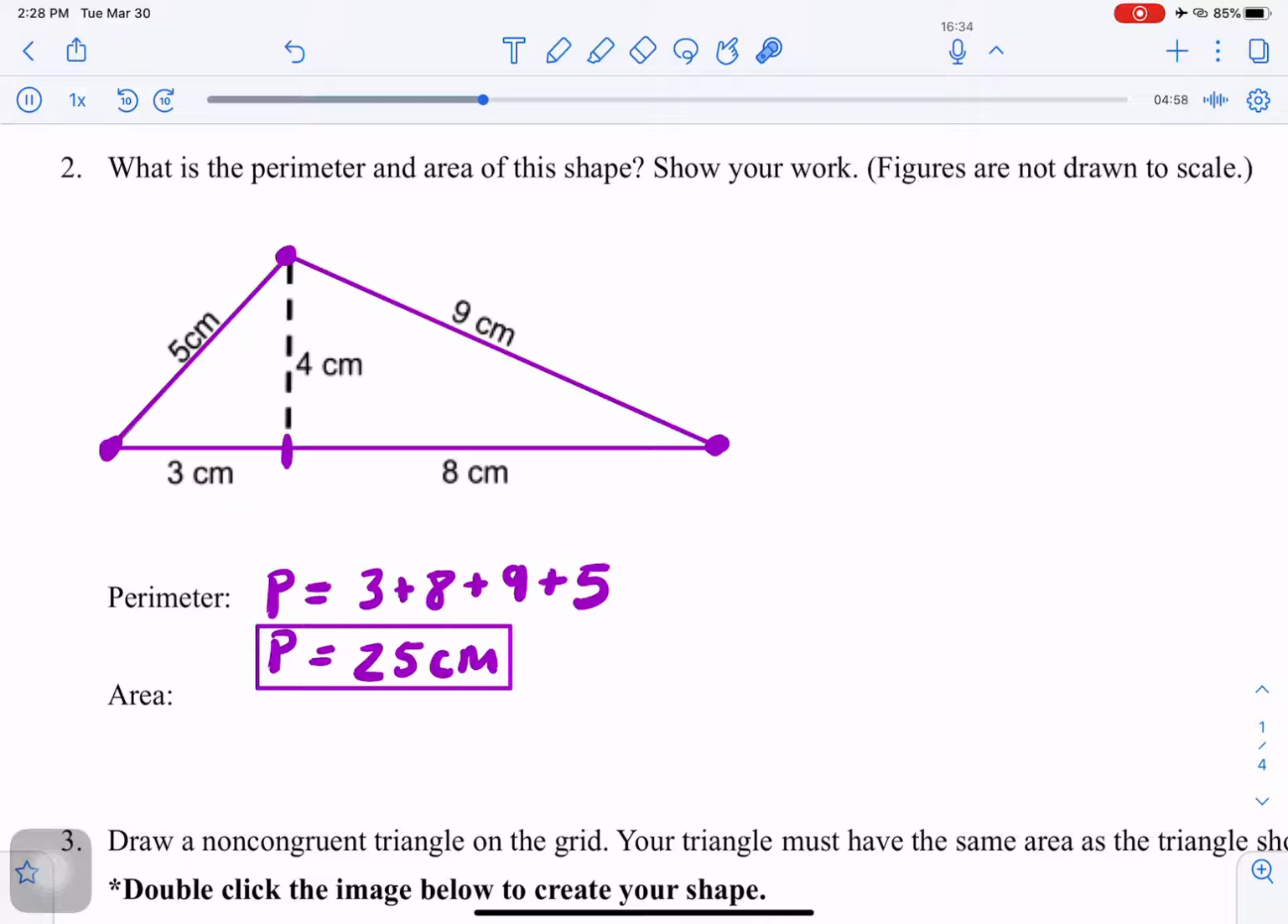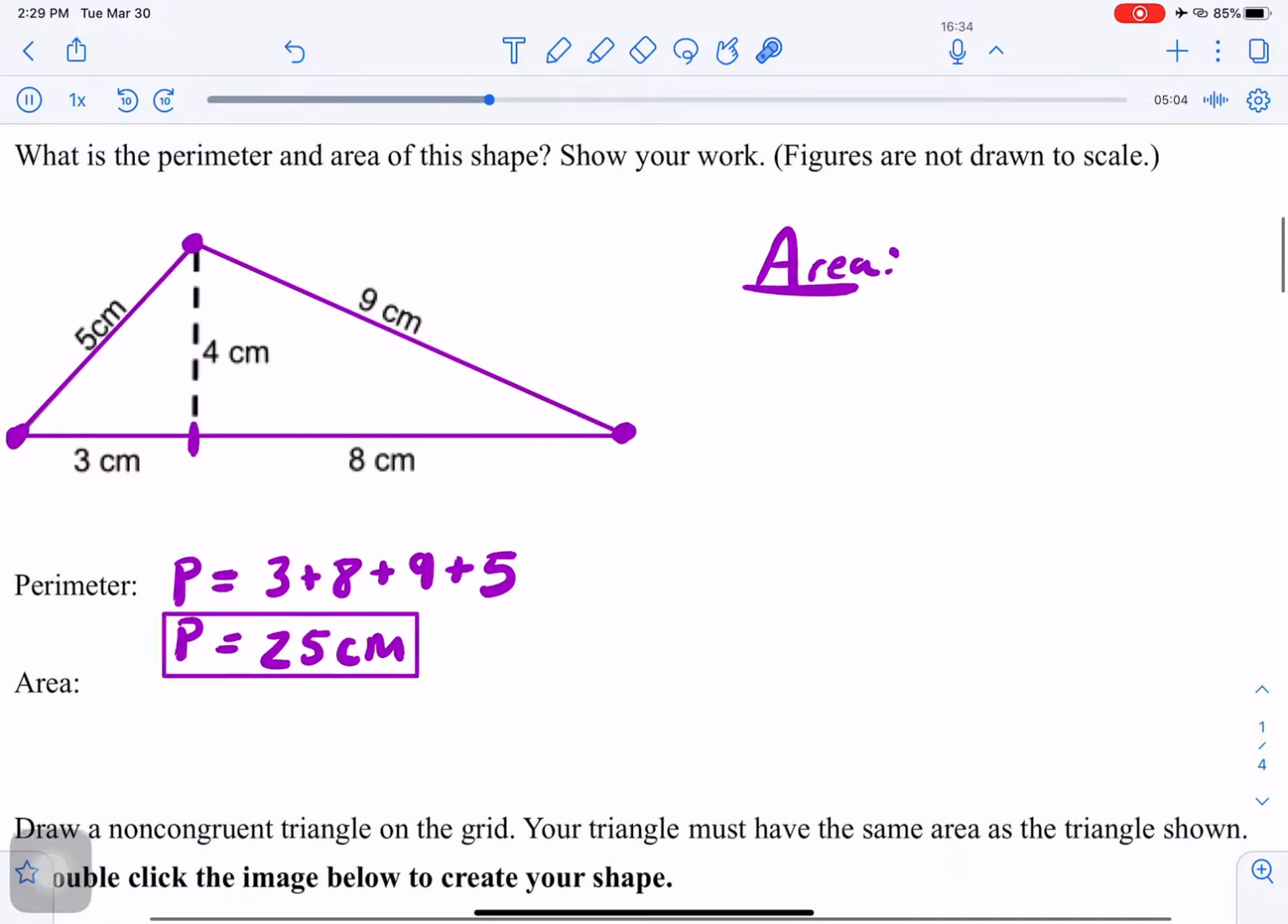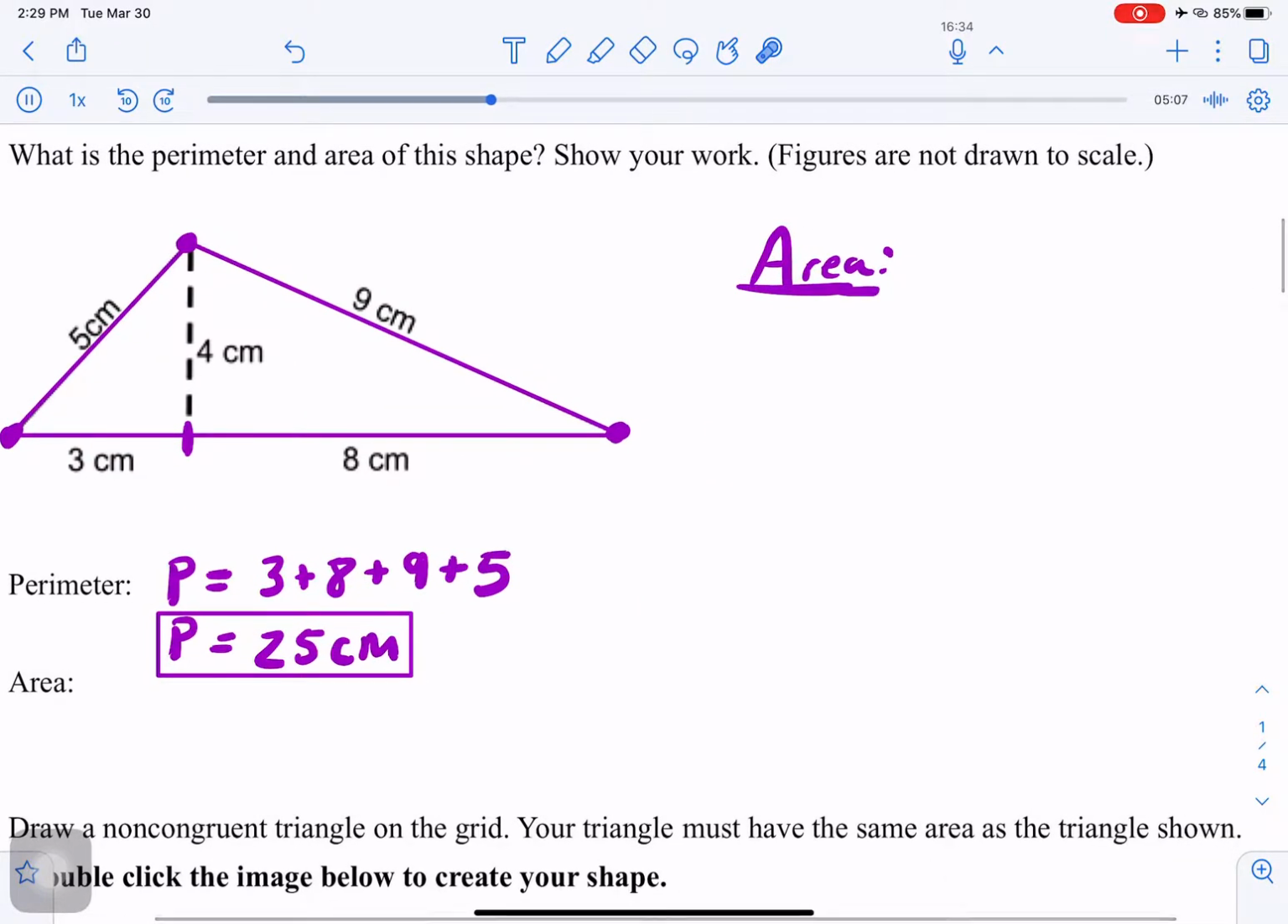Okay? Next, we have to find the area. Now, I'm going to write area over here because I do like a little more space. And we'll start off with the same formula. We'll do area equals half base times height.